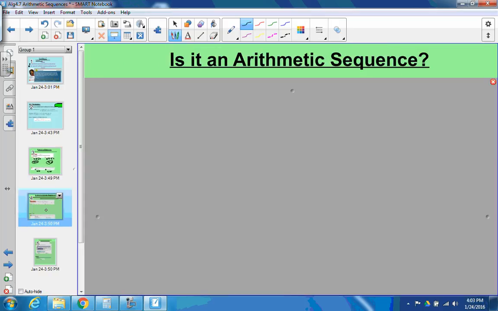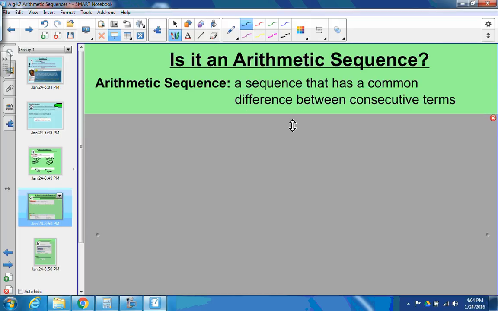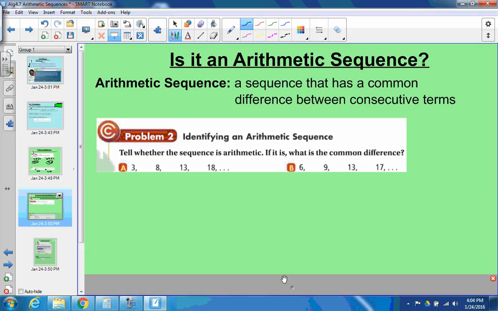All right, let's look at a specific kind of sequence. This is an arithmetic sequence. So we're going to use some basic arithmetic. Remember, an arithmetic sequence is a sequence that has a common difference between consecutive terms. So we look at our example here. It says tell whether the sequence is arithmetic, and if it is, what is the common difference? Well, let's see. This thing goes up by 5. This one then would be up by 5. This one would be up by 5 again. So it is an arithmetic sequence, and the common difference is 5.